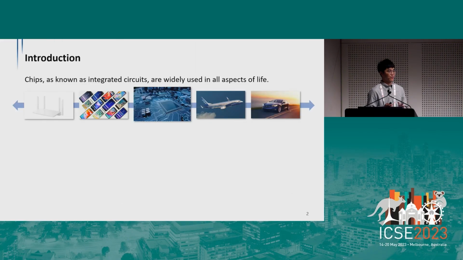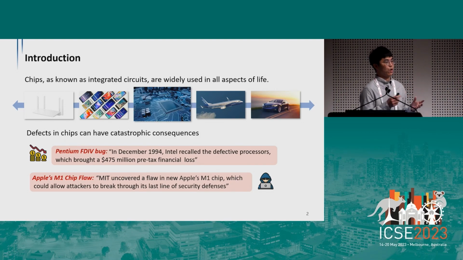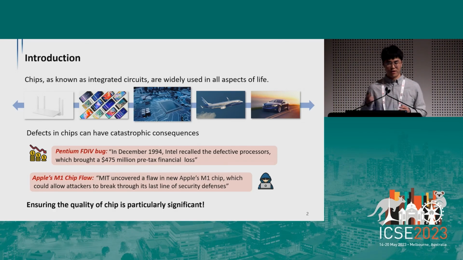Nowadays, chips have been widely used in our daily life. From mobile phones to airplanes, chips are everywhere. However, chips can also suffer from defects. For example, a chip defect cost over $400 million in financial loss for the company Intel. So chip testing is very important.